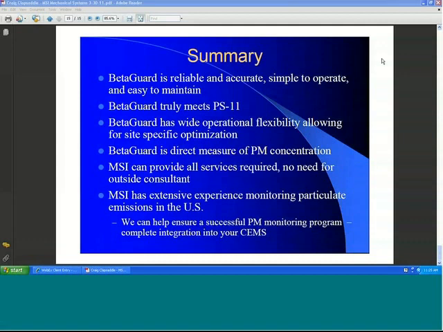MSI has extensive experience with particulate monitoring in the United States. The BetaGuard has over 1 million operating hours at installations in the United States, so we can help ensure a successful particulate monitoring program at your cement plant. And that concludes the presentation.